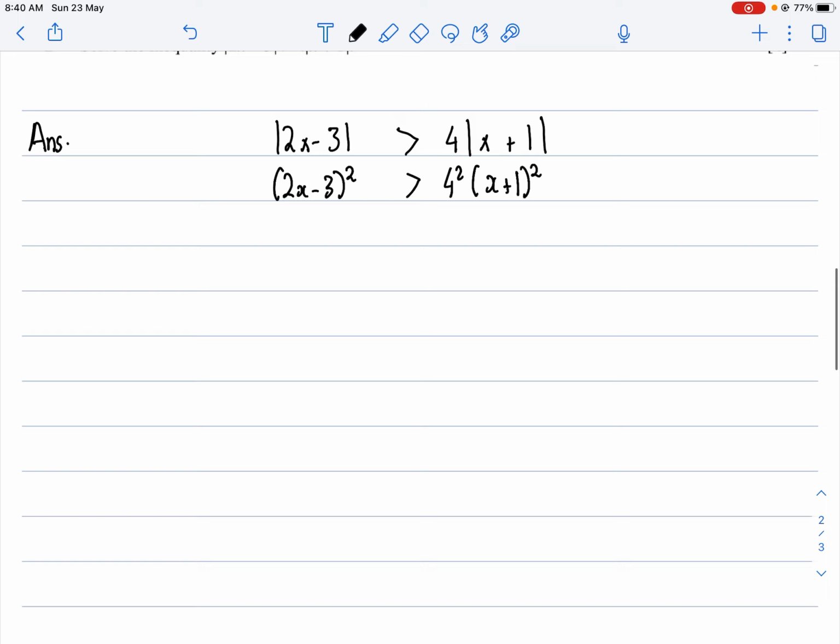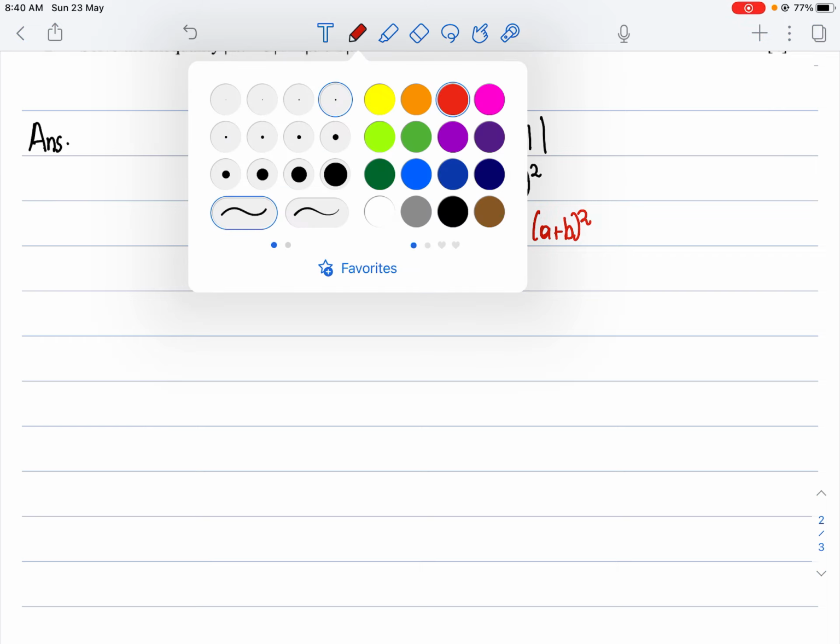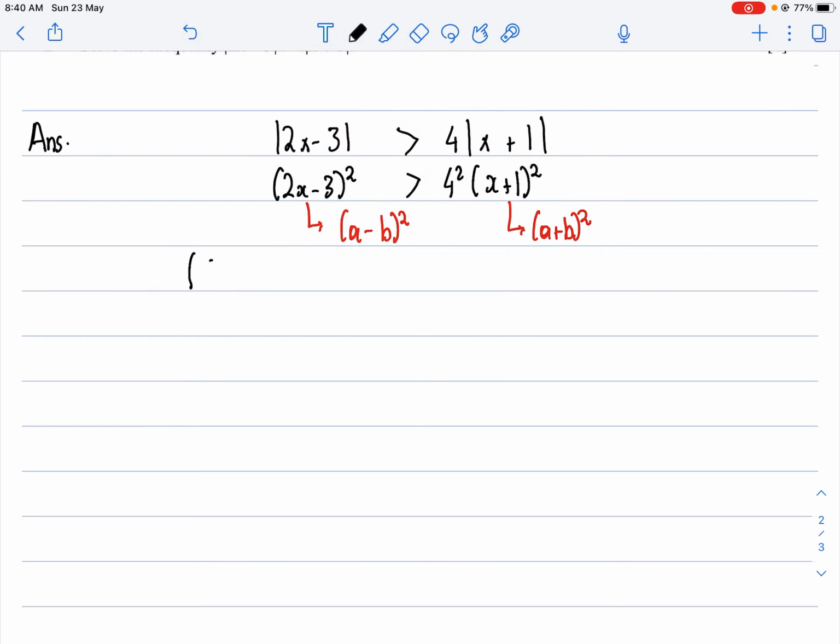Now, if you notice, this thing right here is (a minus b) the whole square, and this is (a plus b) the whole square. So I can simply write this down as a square plus b square minus 2 into a into b, which is more than 16 into a square plus b square plus 2ab.